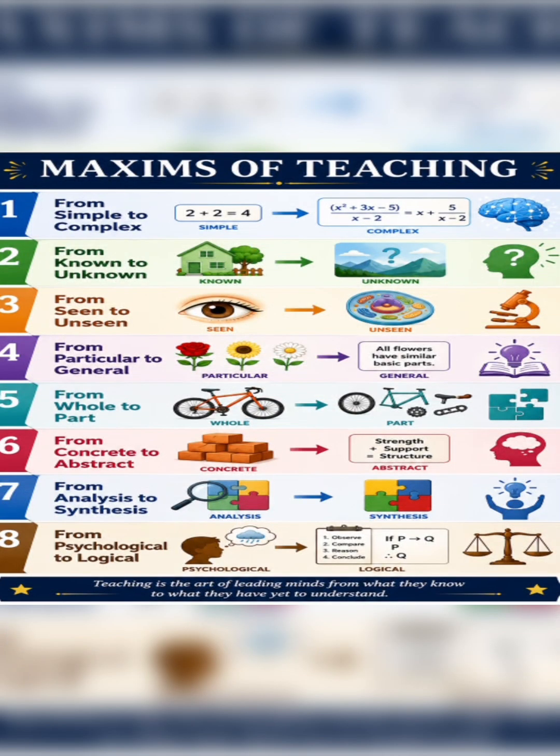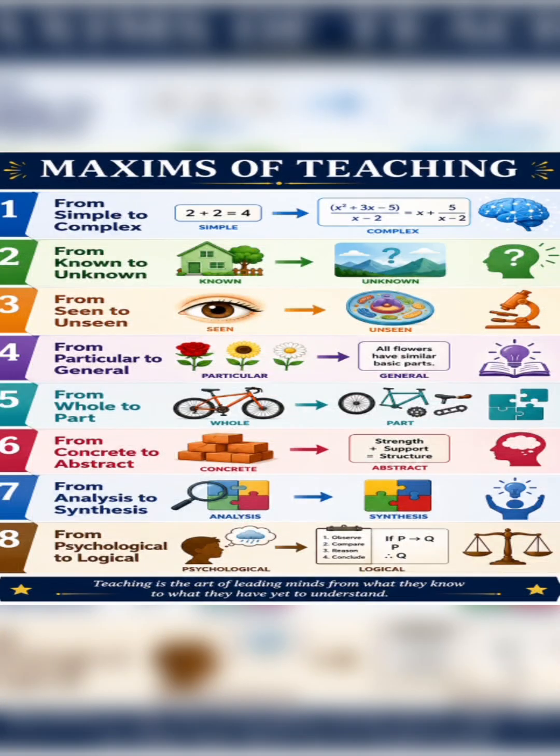Number 6. From concrete to abstract. Mental frameworks are built on tangible foundations. You start with concrete blocks you can touch and stack, like physical building materials, before expecting a student to comprehend abstract mental structures, formulas, or schemas.